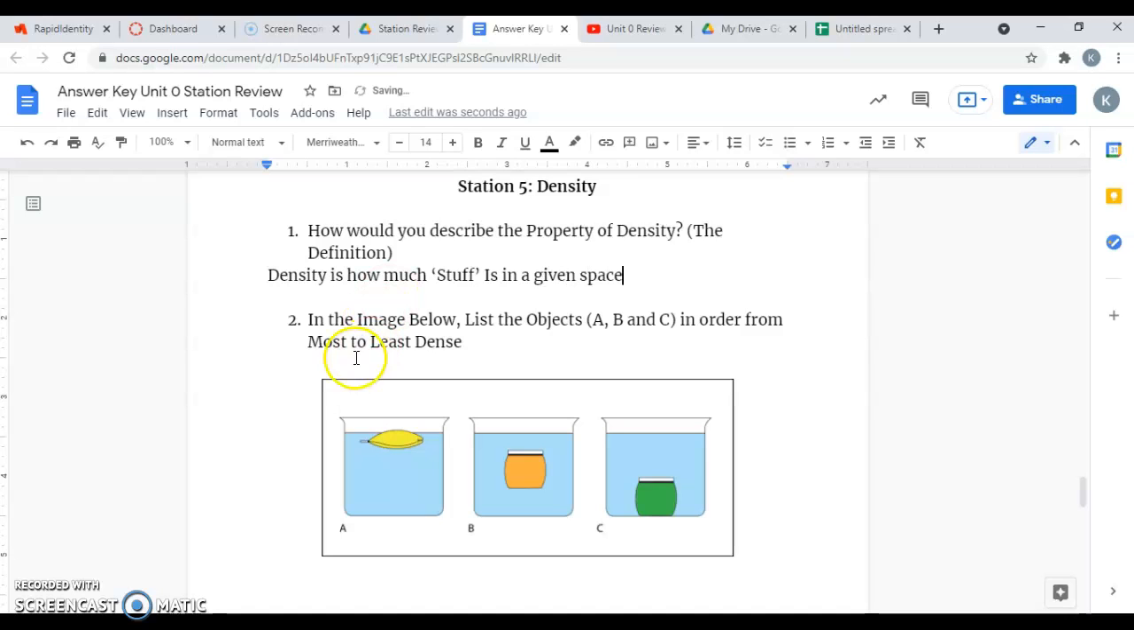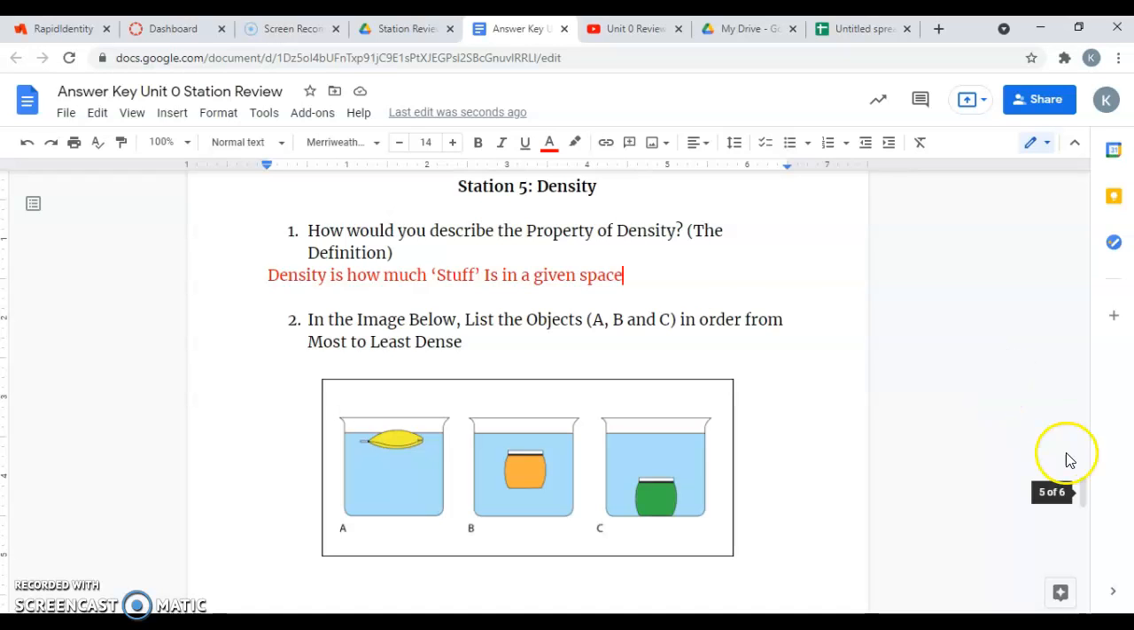So remember the jelly bean jars that I showed you guys? The jar that has more jelly beans in it would be more dense, and the jar that had less jelly beans in it would be less dense. So the more stuff that's packed into a space, typically we're talking about molecules, the more dense it will be. And typically the denser something is, the heavier it is.